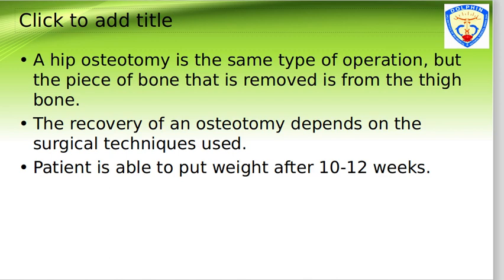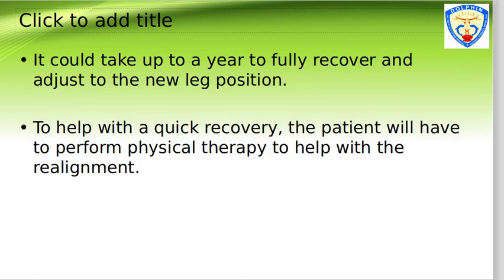A hip osteotomy is the same type of operation, but the piece of bone that is removed is from the thigh bone. The recovery of an osteotomy depends on the surgical technique used, and the patient is able to put weight after 10 to 12 weeks. So usually any patient takes a minimum of 10 to 12 weeks. It could take up to a year to fully recover and adjust to the new leg position. And to help with a quick recovery, the patient will have to perform physical therapy to help with the realignment.